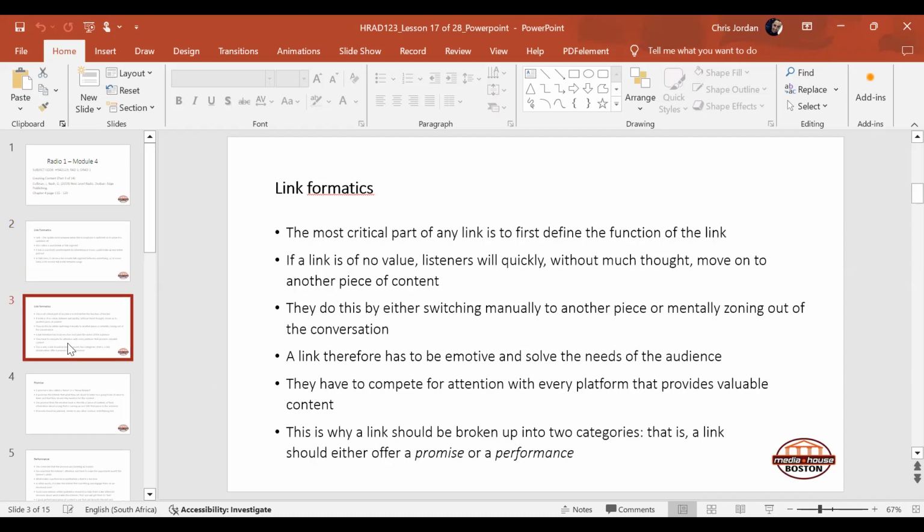Okay, let's look at some more link formatics, and then we're going to go to our first video. So the most critical part of any link is to first define the function of the link. So what is it all about? What do you want to do at the end of the day? And when I build content, let's say when I'm teaching the second and third years, and we're breaking it down very specifically, it's better to know what you're working towards. In other words, what's the point of the link, right?